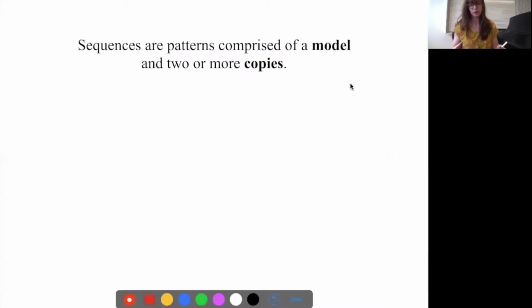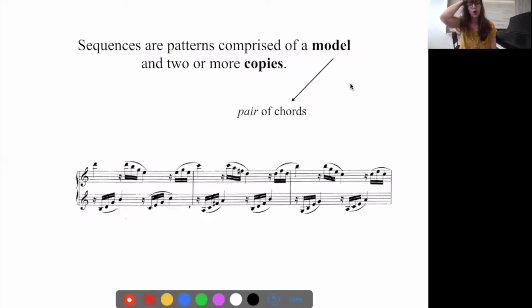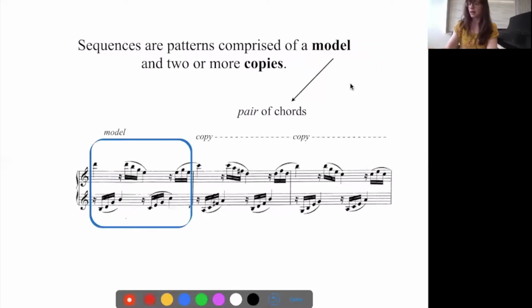I want to start just by reviewing what we did on Monday. So sequences, in a nutshell, you have a pattern comprised of a model and 2 or more copies. And if you remember from last lecture, a model is simply just a pair of chords. They exhibit a pattern in their root relationship and also their inversions, and then that is copied 2 or more times in subsequent harmonies. So just to recall the Mozart from last lecture, we had a model in a G major triad in first inversion, followed by a C major triad, and then it was repeated 3 times.